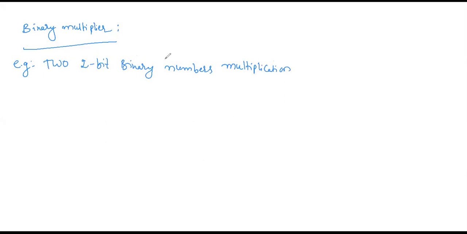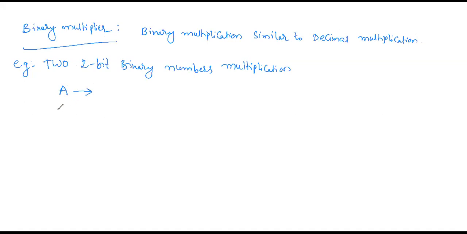The binary multiplication is similar to decimal multiplication. Now we will see how it is similar. Take two-bit binary numbers. I am taking A, B. These are 2 bits, so A1, A0, B1, B0. These are the 2-bit numbers.